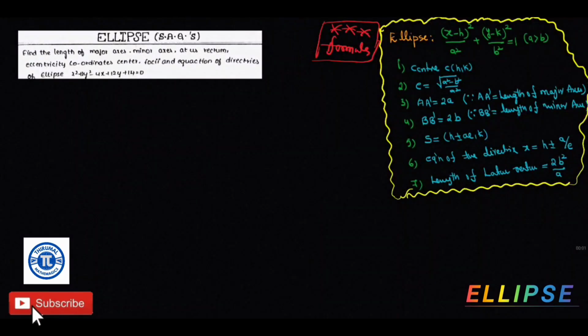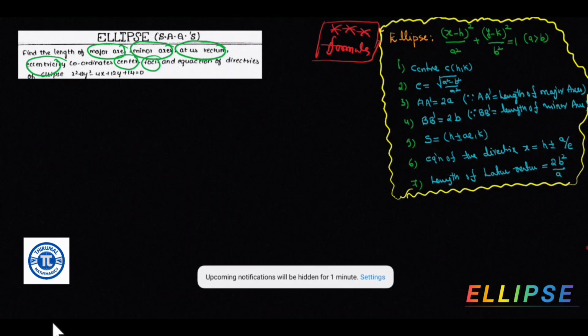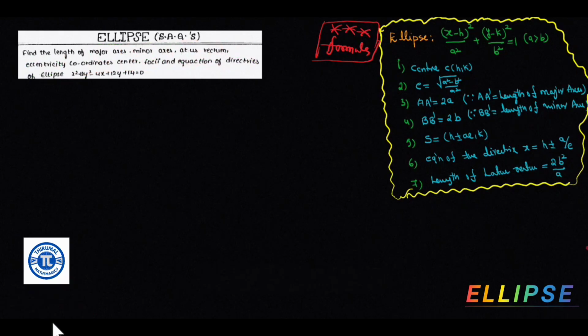Today we discuss ellipse SAQs. Here is the given question: find the length of the major axis, minor axis, latus rectum, eccentricity, coordinates of the center and foci, and the equation of the directrix.